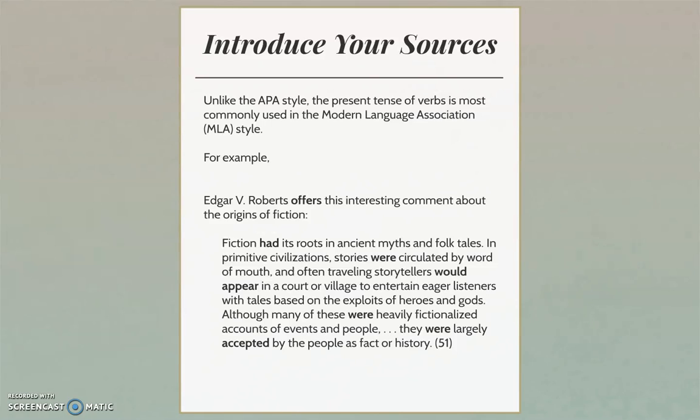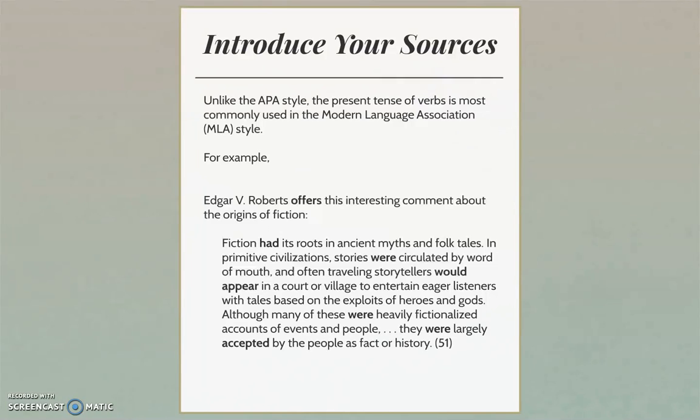For example, Edgar V. Roberts offers this interesting comment about the origins of fiction. Fiction had its roots in ancient myths and folk tales. In primitive civilizations, stories were circulated by word of mouth, and often traveling storytellers would appear in a court or village to entertain eager listeners, with tales based on the exploits of heroes and gods. Although many of these were heavily fictionalized accounts of events and people, they were largely accepted by the people as fact or history. 51.